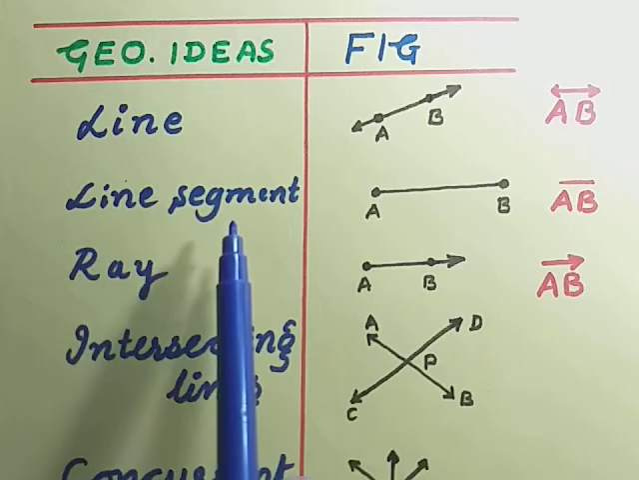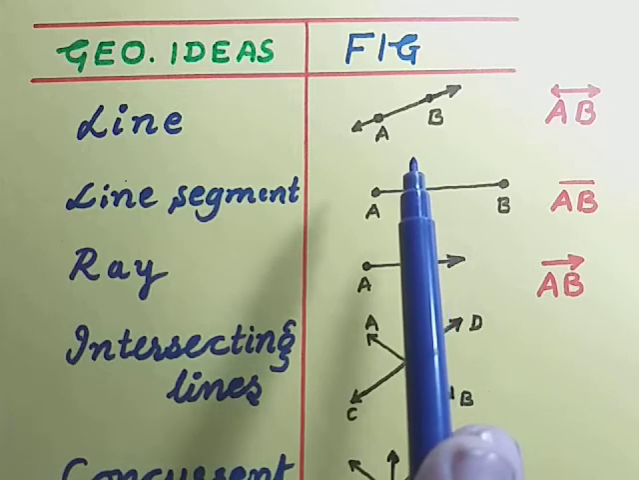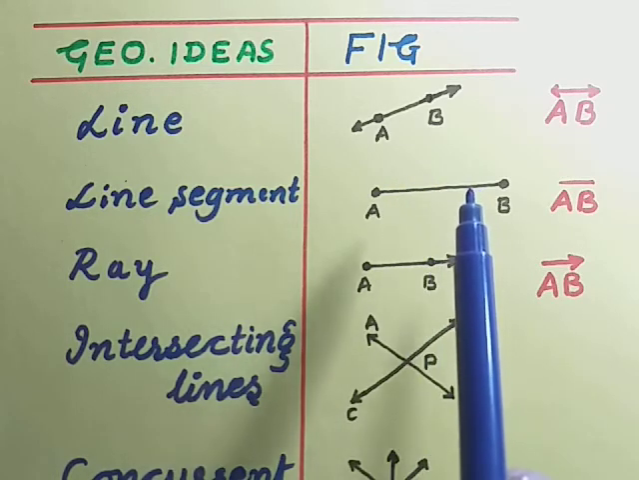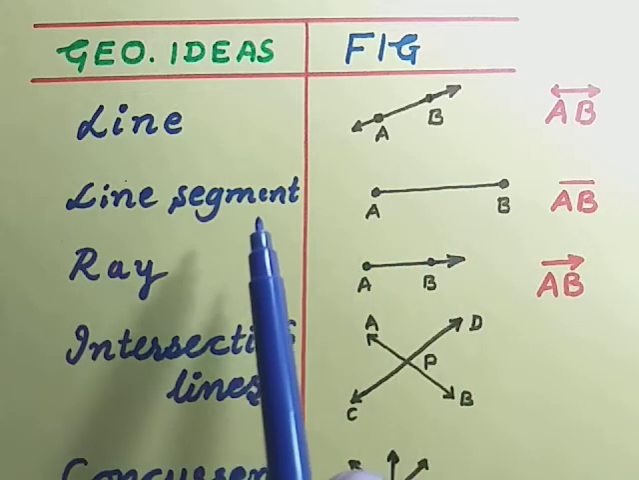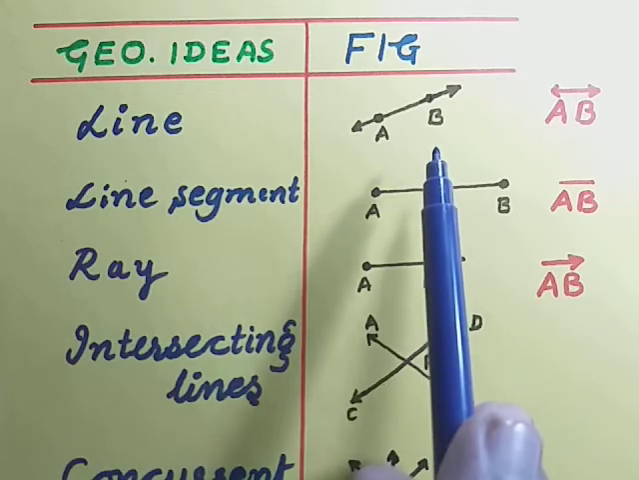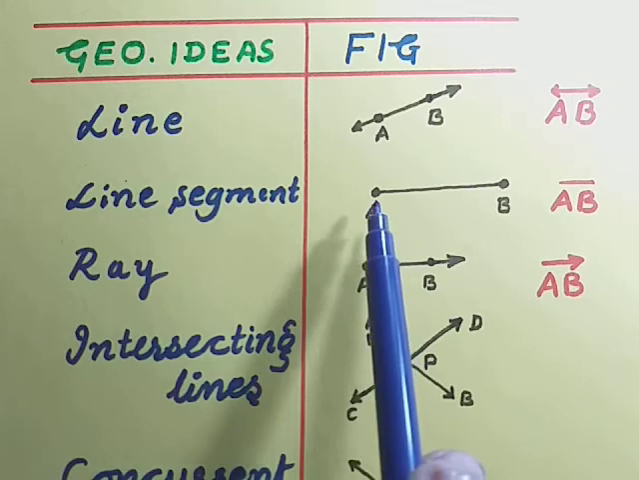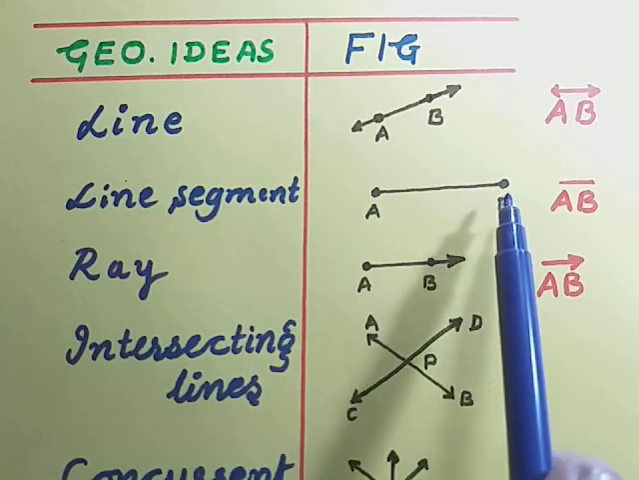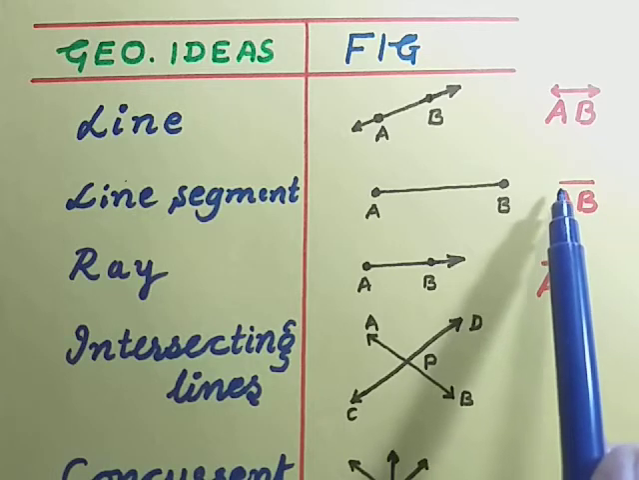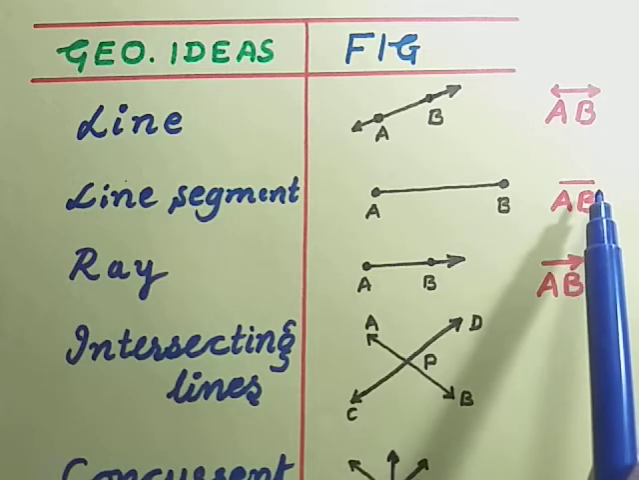Similarly, a line segment is only a portion of a line whose particular distance is known. A line segment is just a portion of a line. It is a part of a line, and hence there is no arrow mark at all here, and it is mathematically represented as AB, and there is just a dash on it.